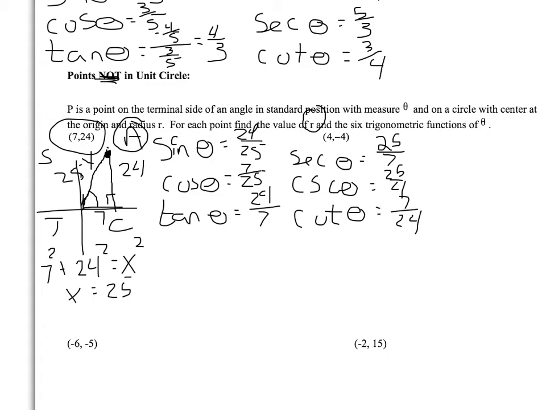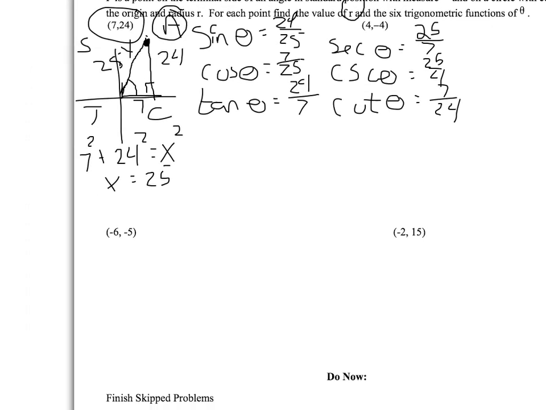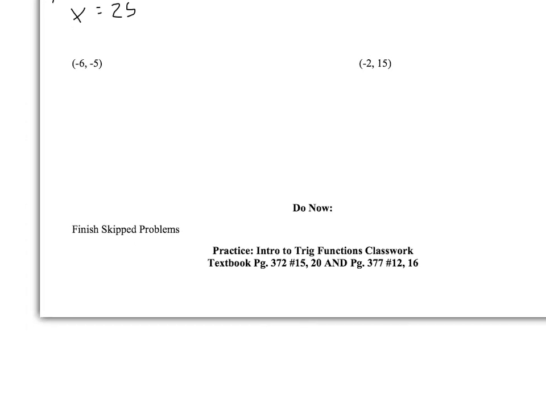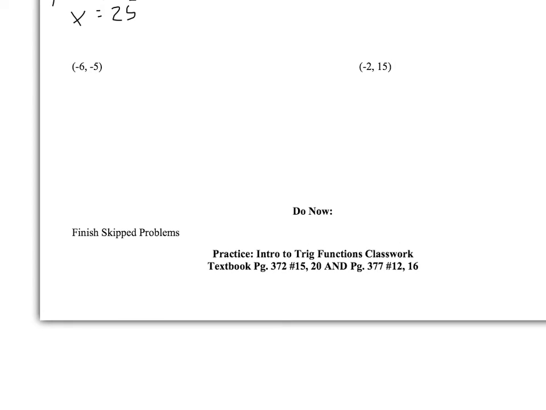Okay, I'm going to do one more with you guys, and I'm going to let you guys practice with 2 of them. Let me do the -6, -5. Okay, so I'm going to start by graphing -6, -5. Well, let me move this graph a little bit. Oops. Doesn't look like I'm going to be able to erase that. Okay, I'll do the best I can here.